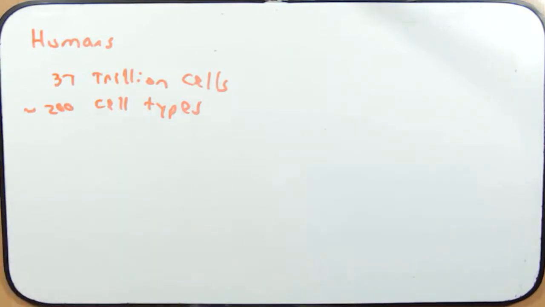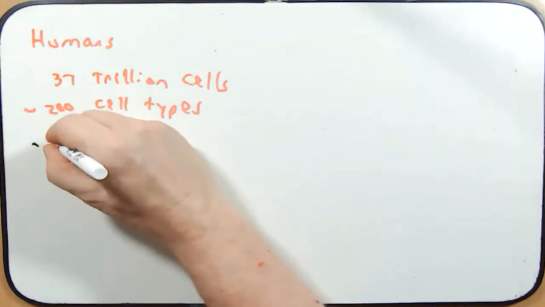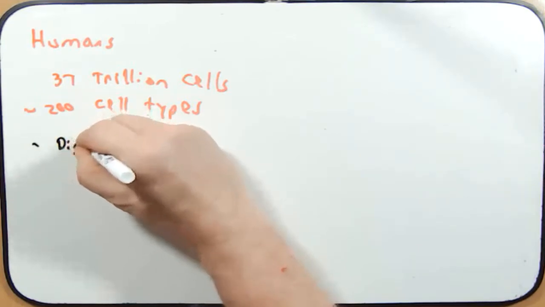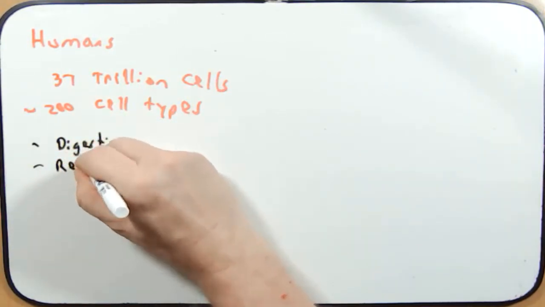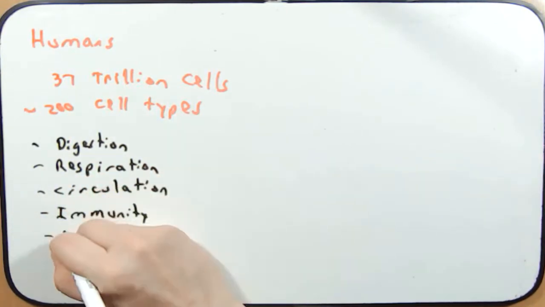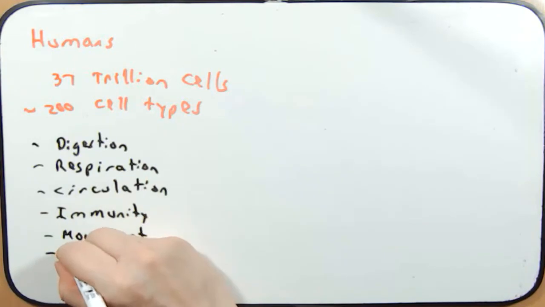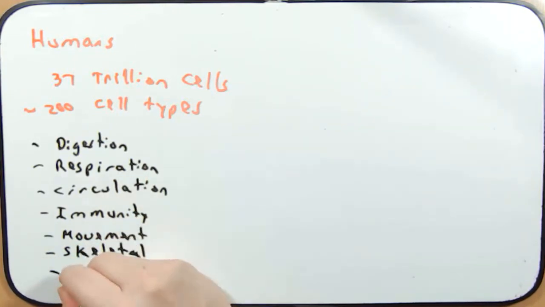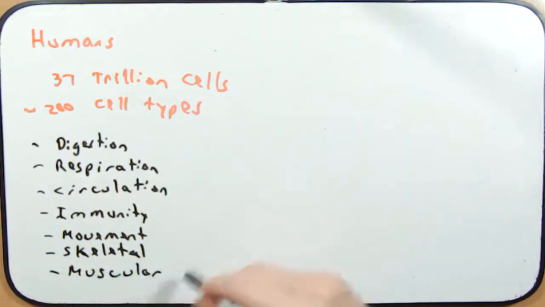But this has allowed humans and other animals, as they have evolved, to take on more specialization in things like digestion, respiration, circulation, immunity, movement, the skeletal system, the muscular system, and many others that I could list here. Suffice to say that multicellularity has led to a great degree of cell specialization that has been incredibly important as we think about how new adaptations have aided the steps of evolution.